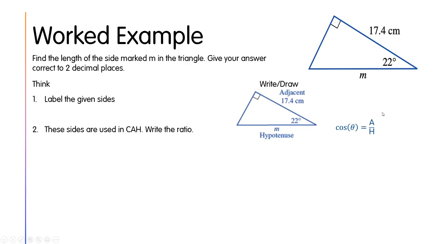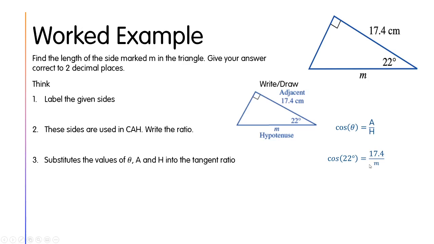So we write down our rule. Cos of theta equals adjacent over hypotenuse. We then substitute in. So theta was 22 degrees, that's our angle. Adjacent is 17.4, so we put it in the numerator. And M is our hypotenuse, which is down here in the denominator.